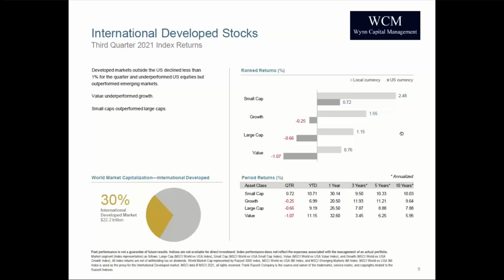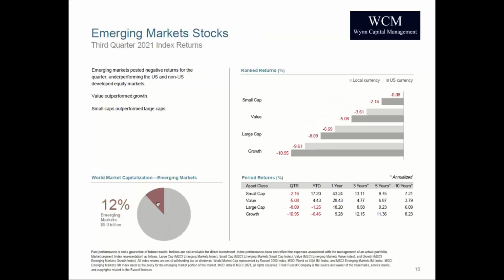Depending on the index, it's only 30%. This is Europe, Japan, all the other developed countries. Depending on the index, it's 23 to 37 developed countries. They define them differently all the time. And I'll show you in other slides. We're going to take a look back at 2013 and see how much this has changed.